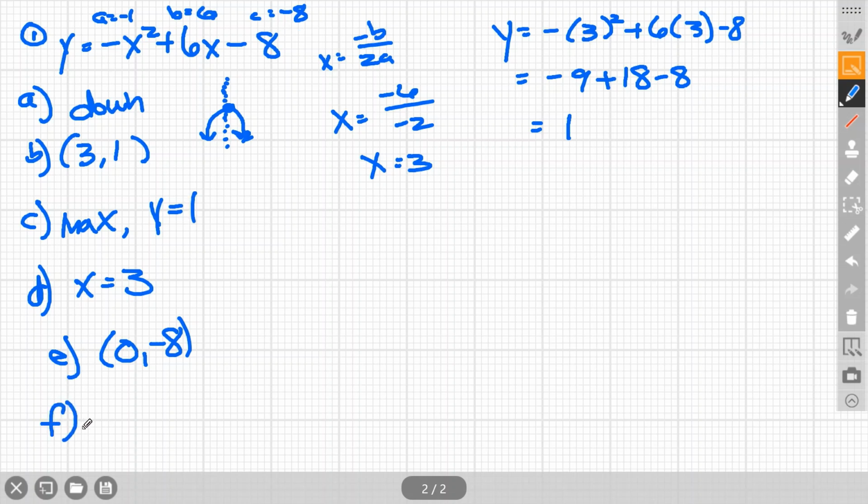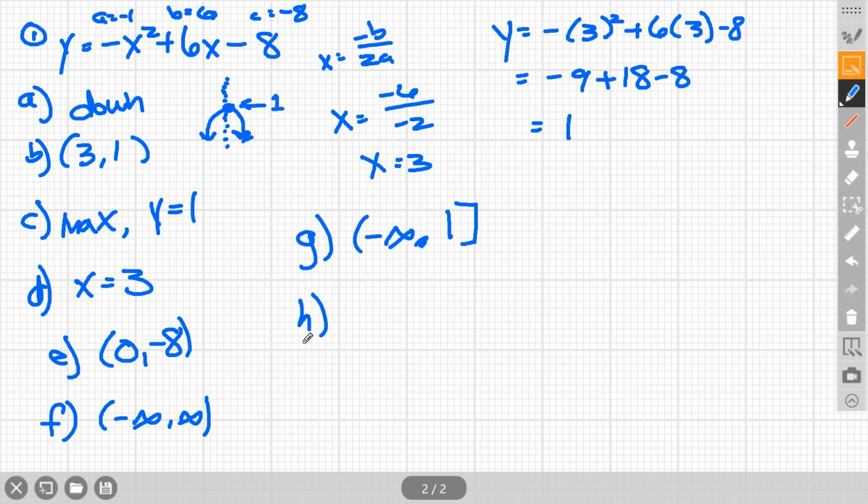F, give the domain. The domain of any quadratic is all real numbers, -infinity to infinity. G is the range. If we look at the little sketch I made, we can see that it goes down and then comes up to the maximum, which is at 1. So the minimum value is -infinity because it goes down forever, but the maximum value is 1 because it stops at 1. So the range is from -infinity to 1.